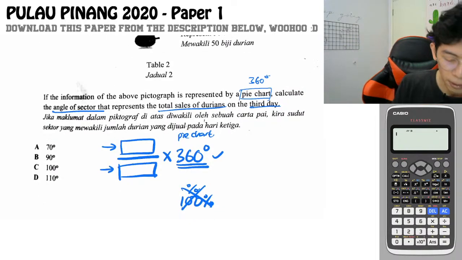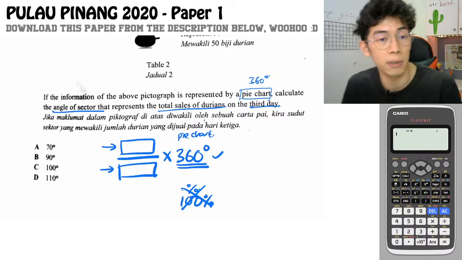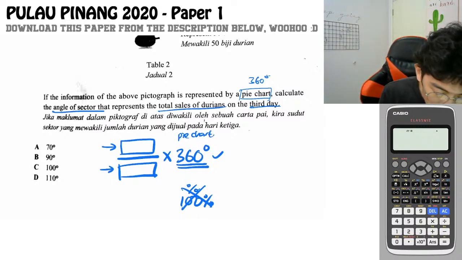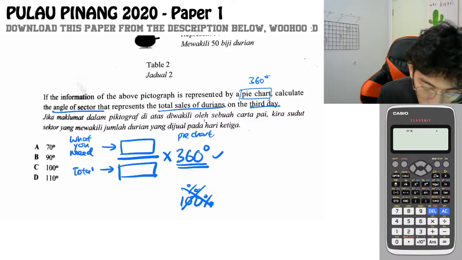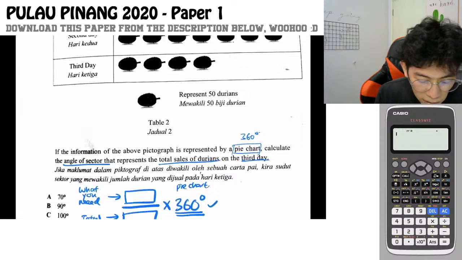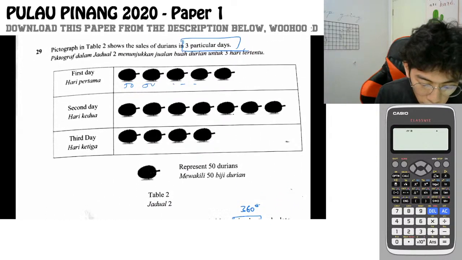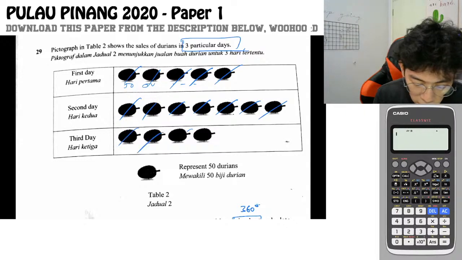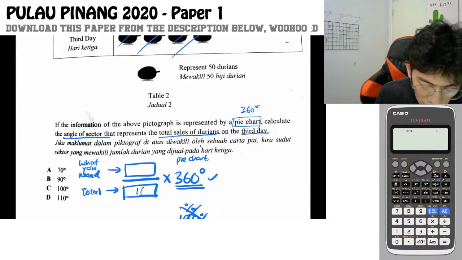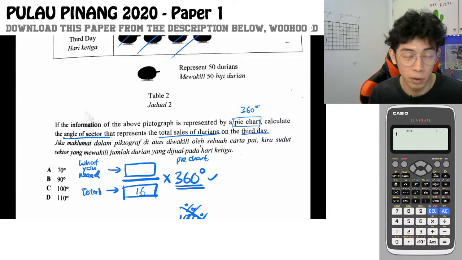Okay, the top part means numerator, the bottom means denominator. So the idea is like this: what you need, divide by total. Everyone, you don't have to waste your time, just get the durian can ready. See, 1 2 3 4 5 6 7 8 9 10 11 12 13 14 15 16. Total is 16. What are you going to times 50? You want times 50 also can.